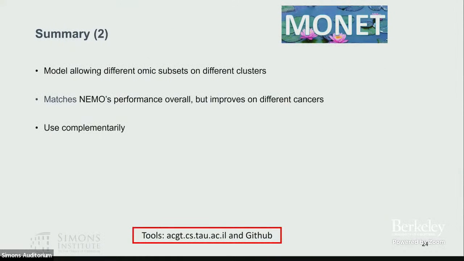So to summarize this part, we developed a new model that generalizes clustering, where the set of omics is selected for each cluster. It is equal to Nemo overall, but in terms of the types of cancers on which it is doing best, they are not the same. So our suggestion is to use this complementarily, and this begs the question whether more general models could be beneficial here.